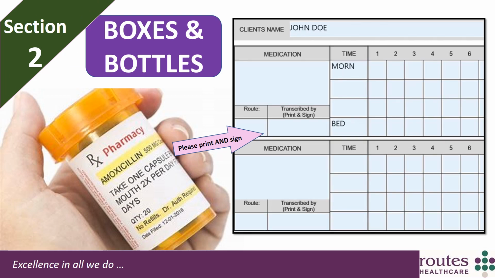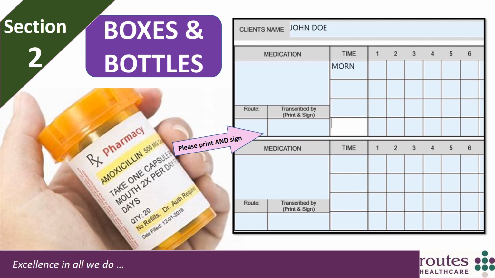Section 2 is fairly straightforward. As you can see, we've got the client's name at the top, and then we've got the box where we're going to transcribe the medication. We've got the route, and then also you can assign once you've filled out that box. The time boxes are in regards to when that person would have their medication. If it states on the prescription they have their tablet morning and bed, you are going to put morning and bed. If it's only in the morning, you will only fill out the morning box.